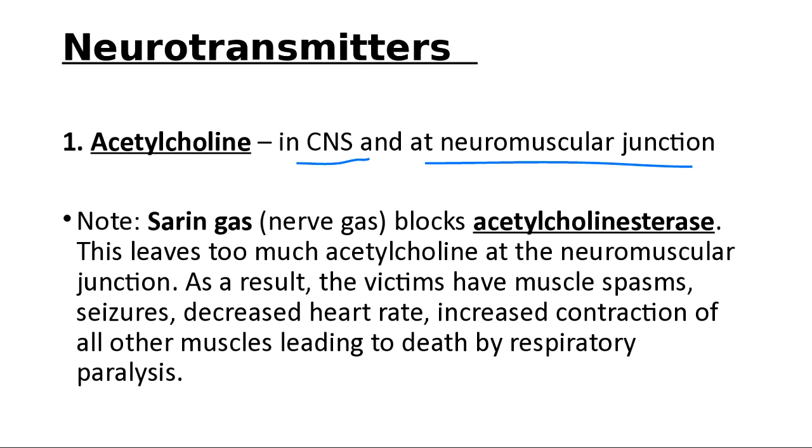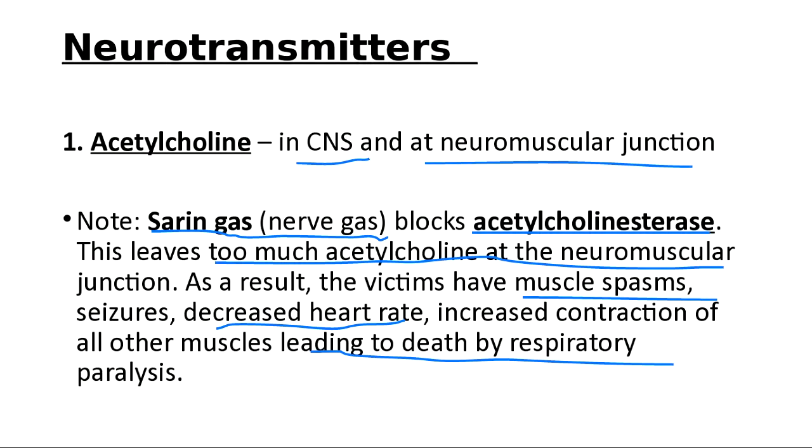Sarin gas or nerve gas is an acetylcholinesterase inhibitor. So it prevents acetylcholinesterase from breaking down acetylcholine. It leaves too much acetylcholine at neuromuscular junctions. So victims have muscle spasms, decreased heart rate, increased contraction of other muscles, and they will get death by respiratory paralysis because the muscles spasm out. You will also note that some insecticides will do this same thing.